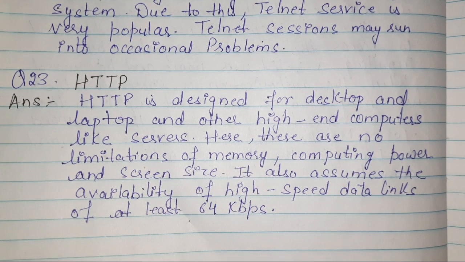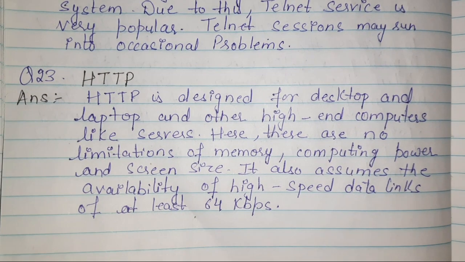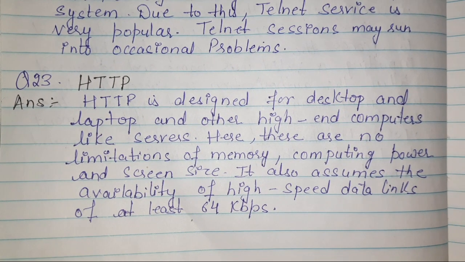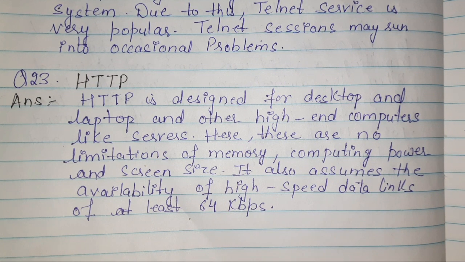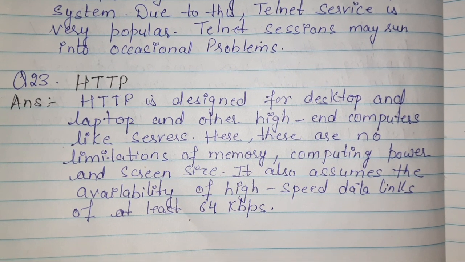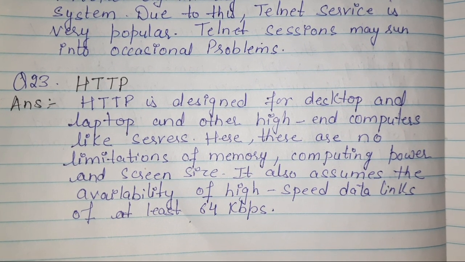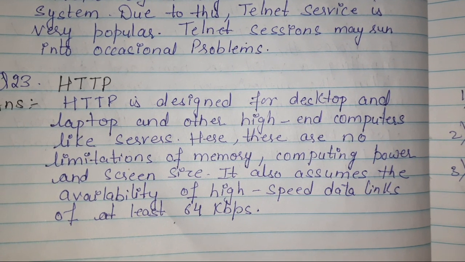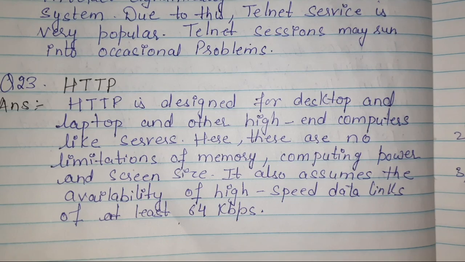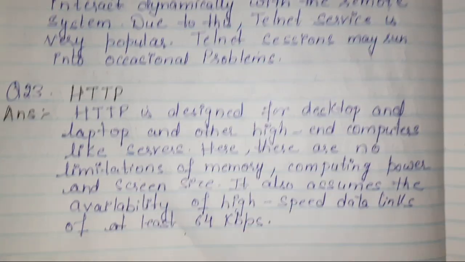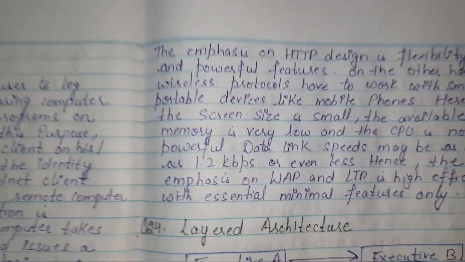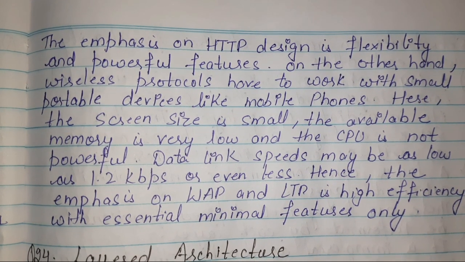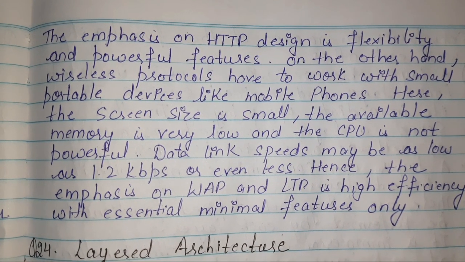Question number 23 is HTTP. HTTP is designed for desktop and laptop and other high-end computers like servers. Here there are no limitations of memory, computing power and screen size. It also assumes the availability of high-speed data links of at least 64 kbps. The emphasis in HTTP design is flexibility and powerful features.